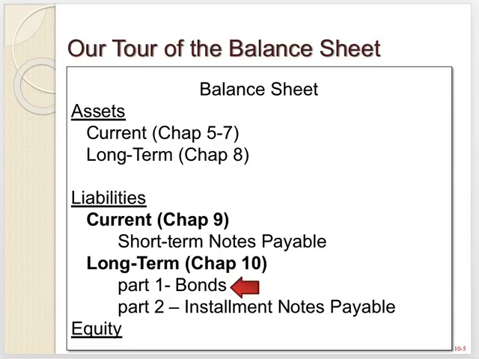So again, we're working through our tour of the balance sheet. We covered assets before the last exam, and now we're on to liabilities. Last week we talked about current liabilities in Chapter 9. Now we're moving on to long-term liabilities in Chapter 10. So these are liabilities that are going to stretch for more than 1 year. In Chapter 10, I'm going to really just be focusing on two main types of long-term liabilities: bonds and installment notes payable. But again, for this lecture, we're just going to be focusing on bonds.